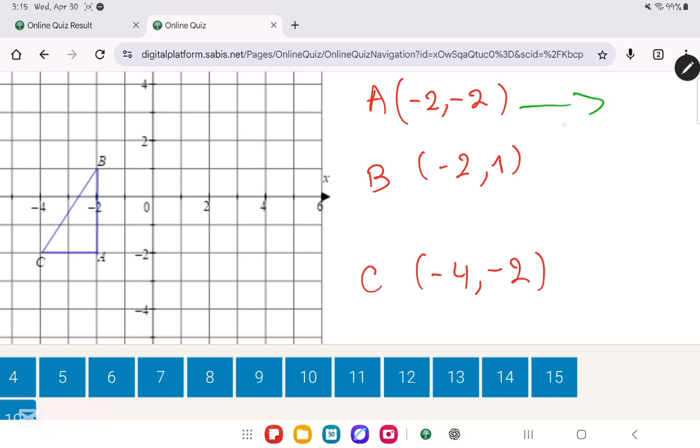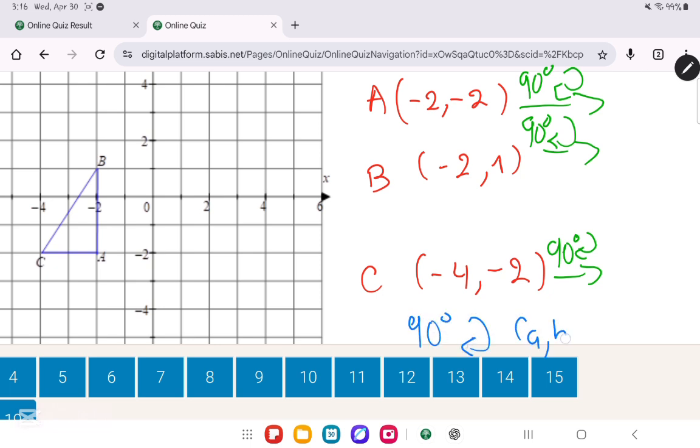Now we are dealing with a transformation of 90 degrees clockwise, so you're going to be moving 90 degrees in the clockwise direction, like this. Remember, when dealing with 90 degrees clockwise, it means that (a, b) is going to turn into (b, -a). Very important. Pay attention. Now we're looking for A prime, B prime, and C prime.